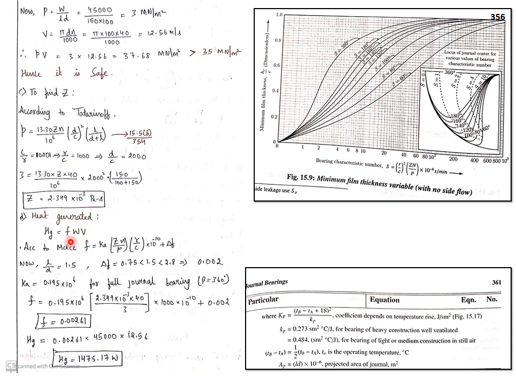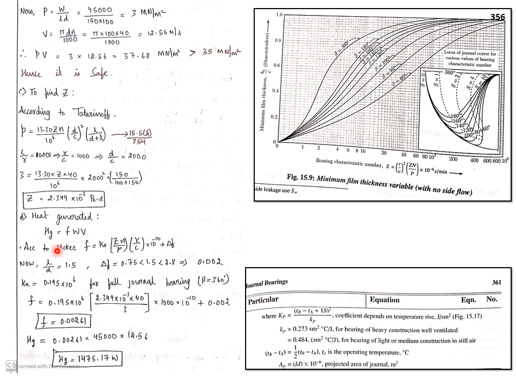Next one, heat generated. Hg is equal to f W V according to McKee's equation. Here we need the value of L by D as 1.5. We know this L by D is in between 0.75 to 2.8. Once it is in between, you can take delta F directly as 0.002. Similarly, K a is already given in the data handbook itself below this equation. For a full journal bearing, beta is equal to 360 degrees.